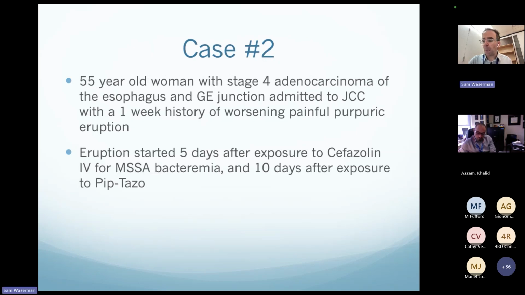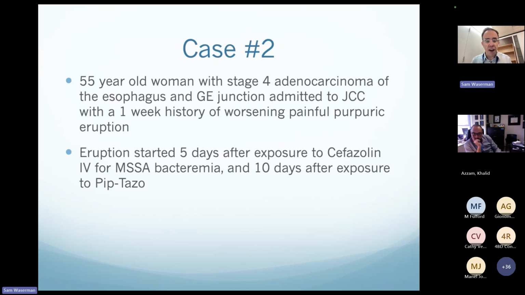So now I see I don't have a ton of time left, so I'm just going to go through this case. And this is someone who I actually just saw. She was sent to me. She was admitted to Juravinski Hospital. She's a 55-year-old woman with stage 4 adenocarcinoma of the esophagus and the GE junction, and she was admitted with a 1-week history of a worsening, painful purpuric eruption.